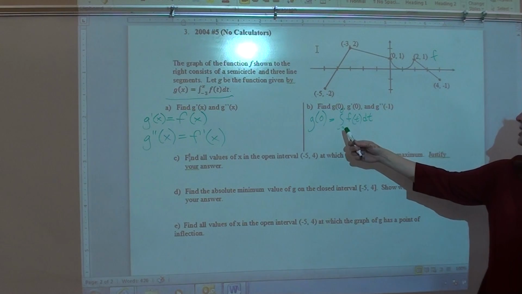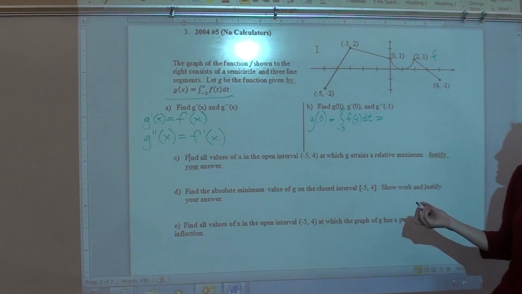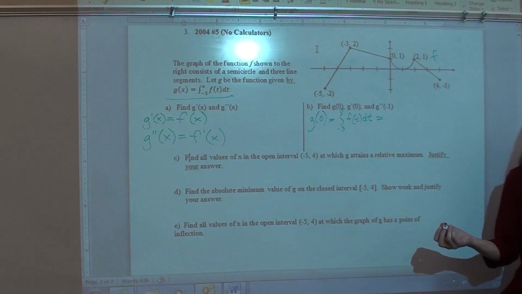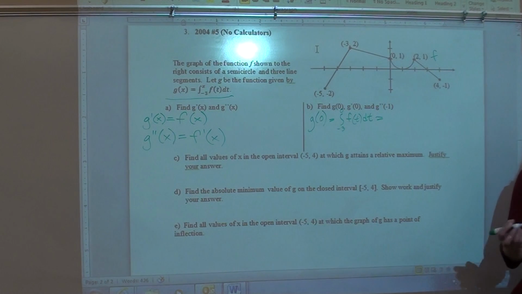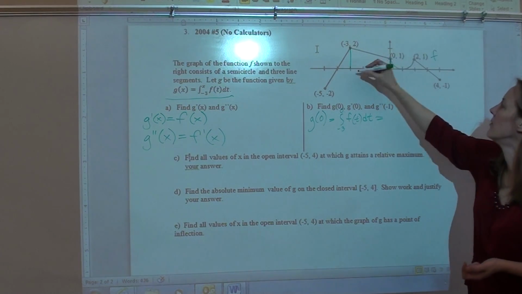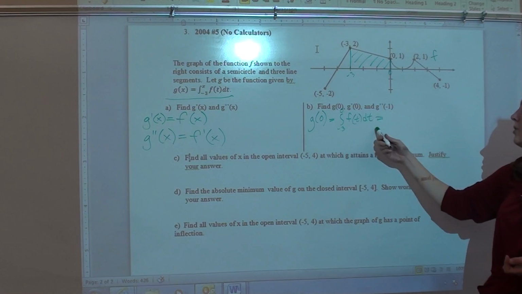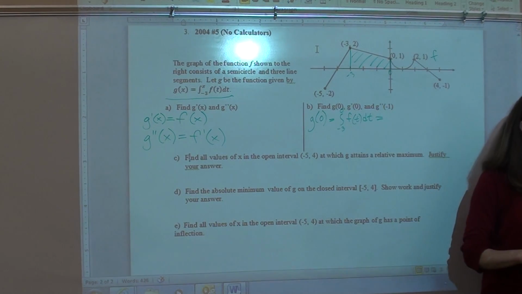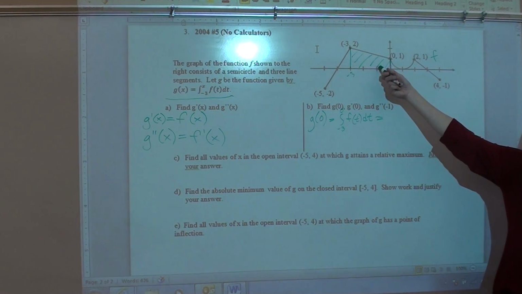So anyway, we have the integral from -3 to 0 of f of t dt. How are we going to find it? You just look at the graph. The area. Someone said it. This would be the area under the curve from -3 to 0. Remember, a definite integral represents area under the curve. So what shape is this?